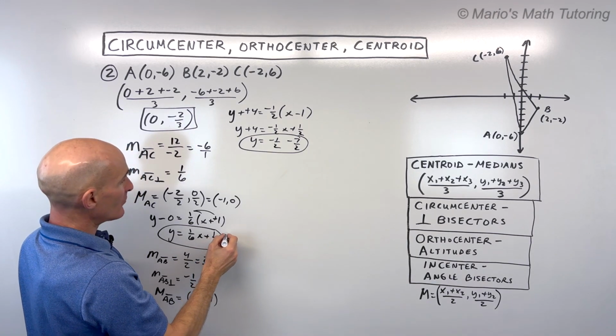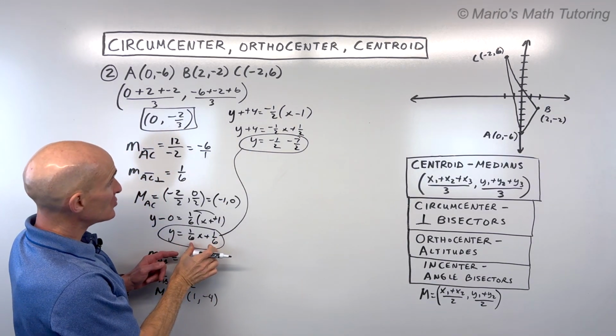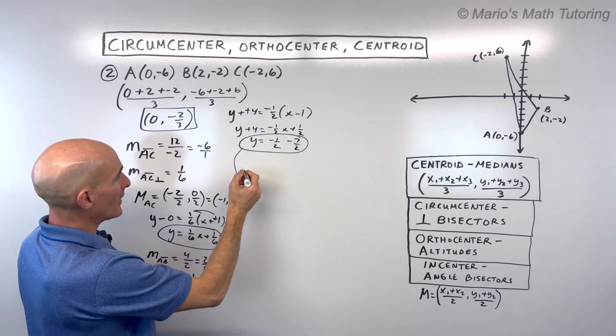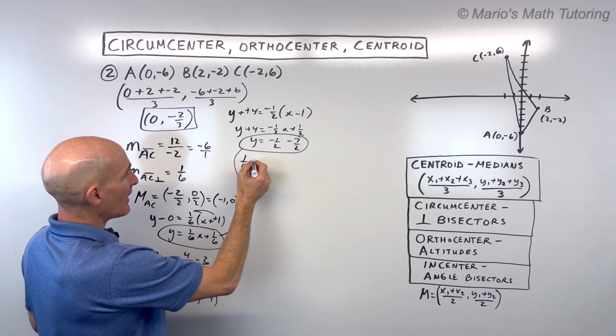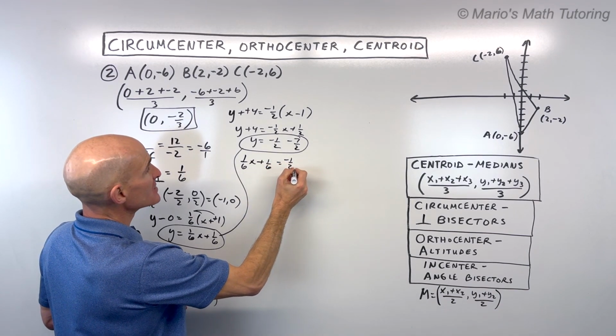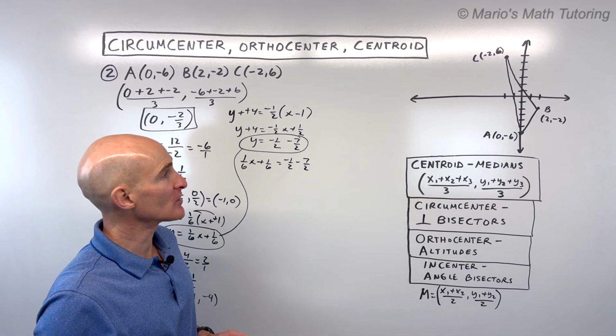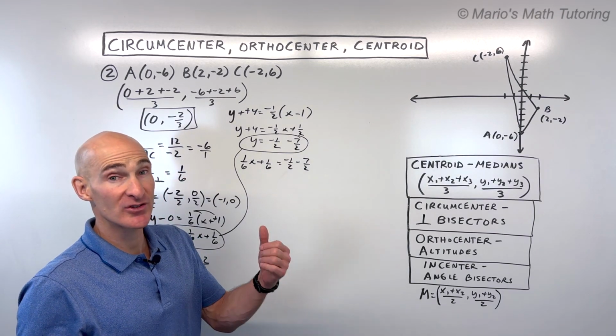Now we just have to find the point of intersection of these two perpendicular bisectors. Let's do the substitution method. Let's put this in place of y. Now you might be saying, Mario, I didn't use those two sides that you're using. It doesn't matter. You'll get the same answer. As long as you find two of the perpendicular bisectors, you'll find out where they cross. You're going to see you're going to get the same answer.